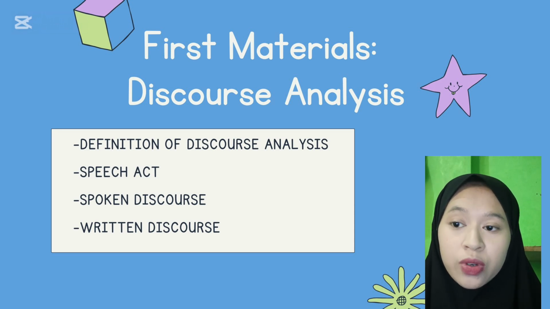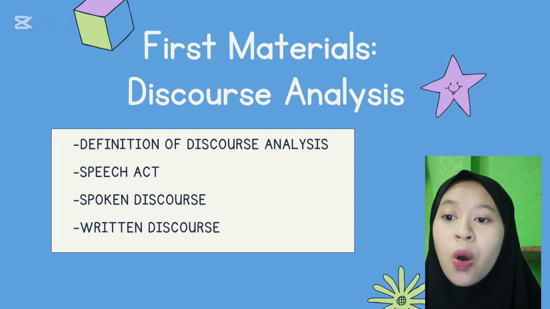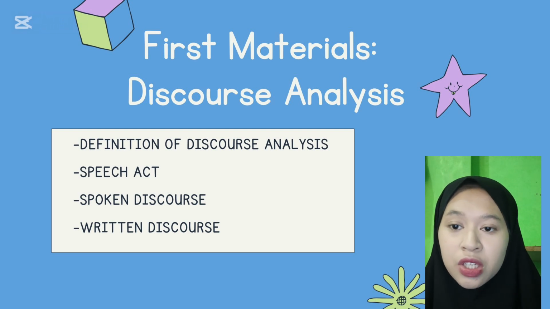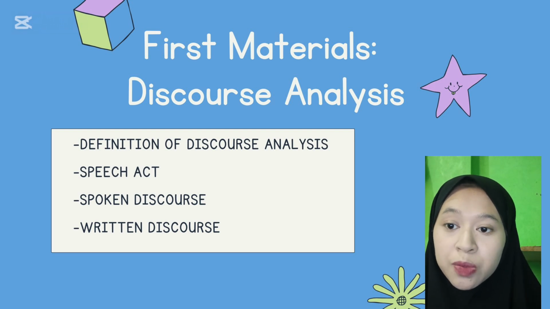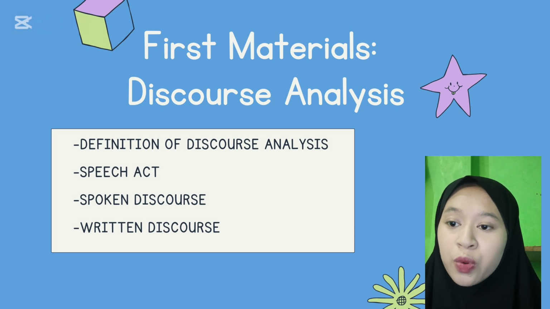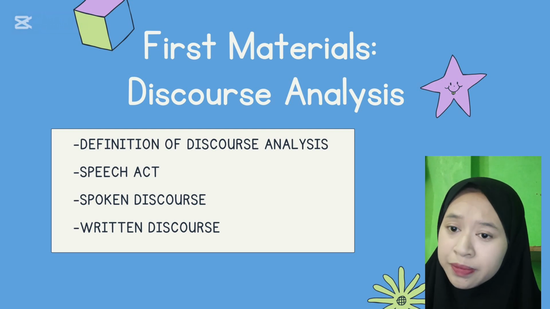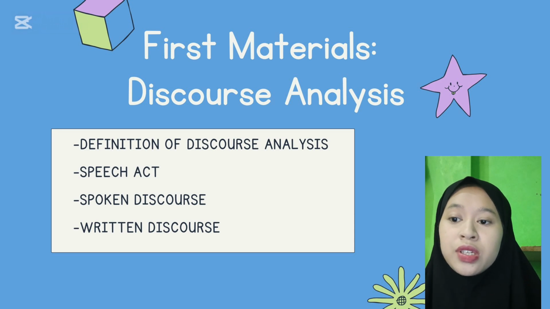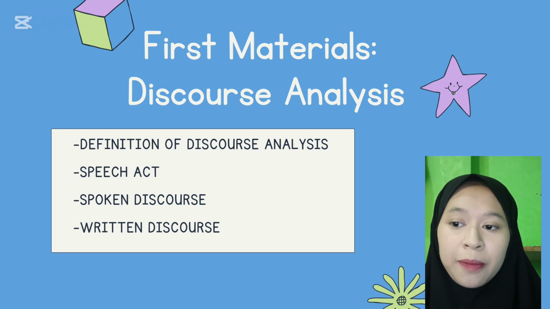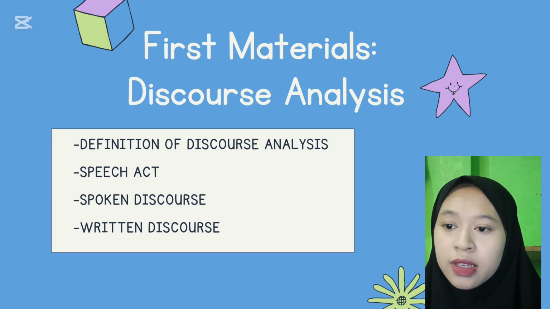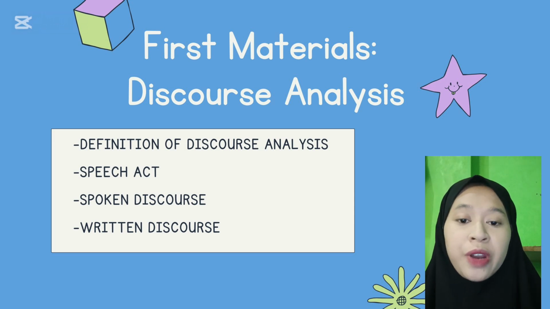Next is spoken discourse. Spoken discourse focuses on the analysis of language in conversation or verbal communication. It includes elements like turn taking, interruptions, pauses, and adjacency pairs. Spoken discourse often involves informal and interactive features, such as fillers, and nonverbal cues, gesture, or facial expression. For example, what time is it? It's 3 p.m.